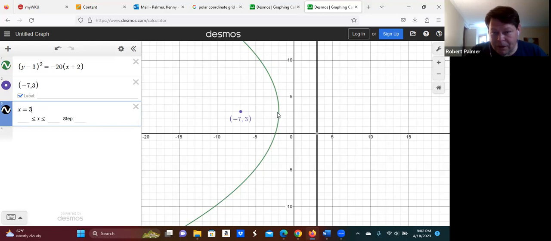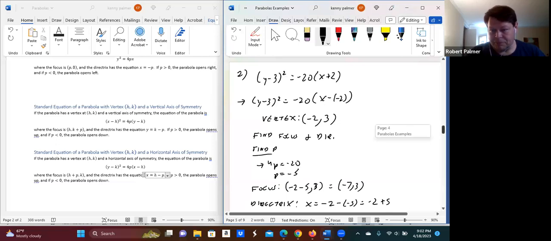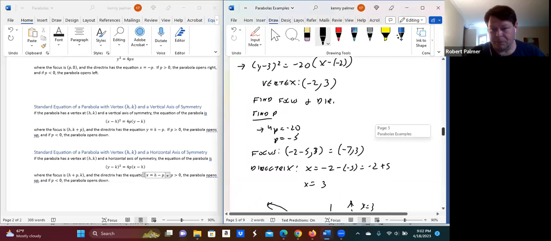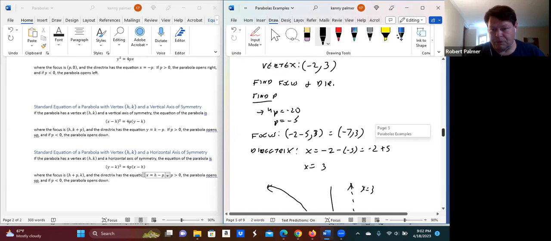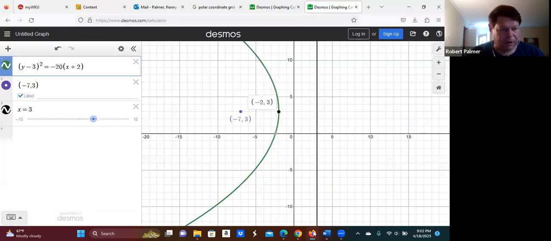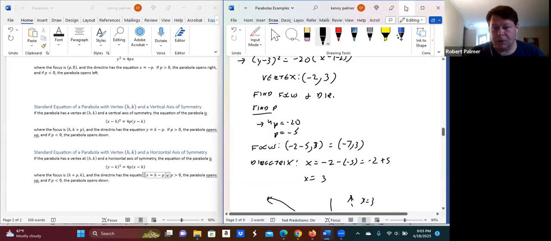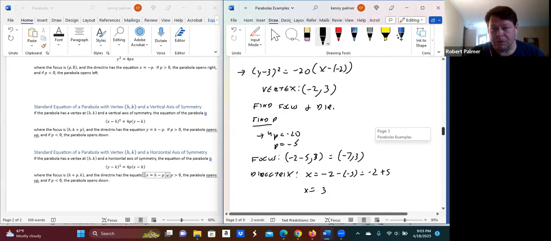Okay, and it does. So if we look at our focus, actually something looks kind of off. So let's go back and double check that. Maybe I wrote that down wrong. Vertex equals negative 2, 3. Take a look at that again. No, that should be right. Hang on. Something looks off, doesn't it? Vertex, negative 2, 3.